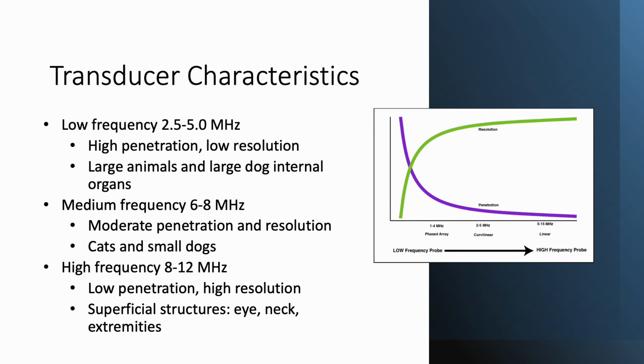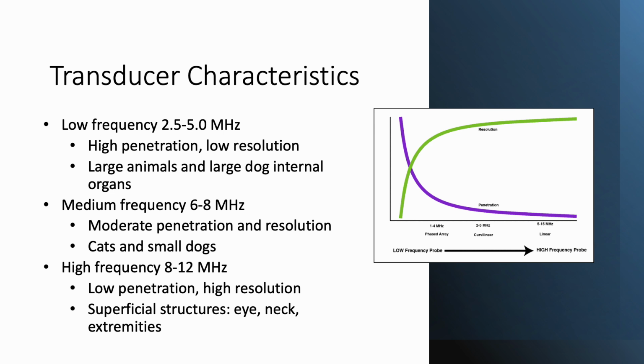We are going to use this for large animals and large dog internal organs. So we can penetrate something really big, but our image is going to appear fuzzy. Medium frequency is somewhere in the range of 6 to 8 megahertz, and this will lead to moderate penetration and moderate resolution, and this is a good transducer for cats and small dogs. We're going to be able to image their abdomens, image their chest fairly well.